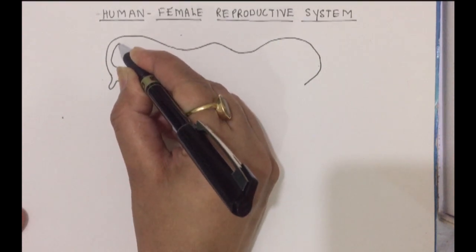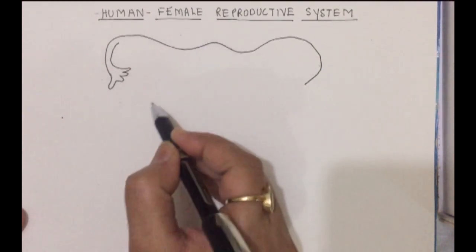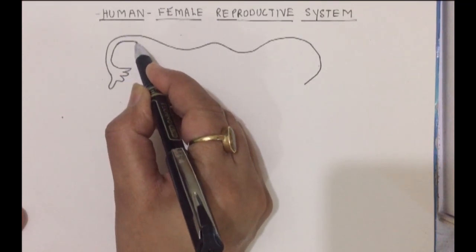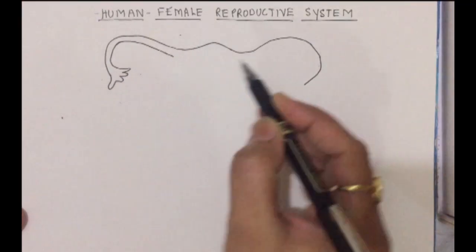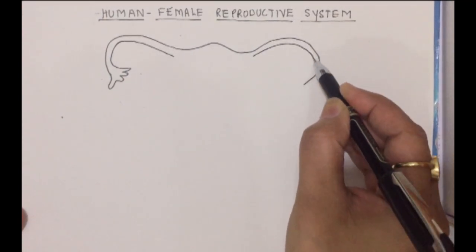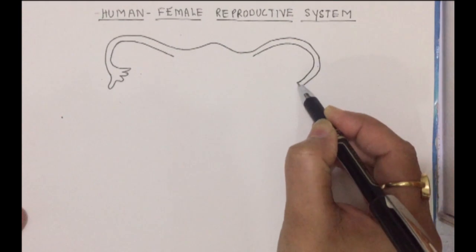Now these are the oviducts. Here you will have the ovary present. We will just draw the ovary. These are the oviducts. Like we had sperm ducts, we have oviducts also.